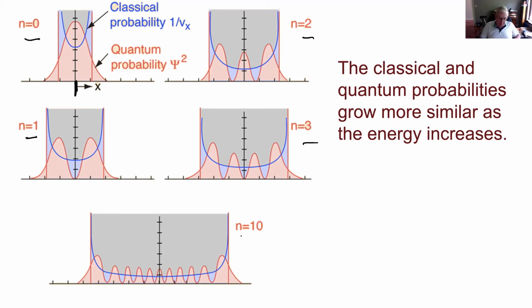If I skip all the way up to n equals 10, then I've got a probability which is at least getting closer to looking like the classical one, right? Meaning the largest maximum is over by the edges, and the smallest of the maxima is in the middle. If I went in the limit of very high quantum numbers, where I got this thing extremely excited, very high energy, then my quantum probability would approach that classical probability shape, right? Because the general trend that we see here would continue. So these things actually come into agreement if we get to very high energies, okay?